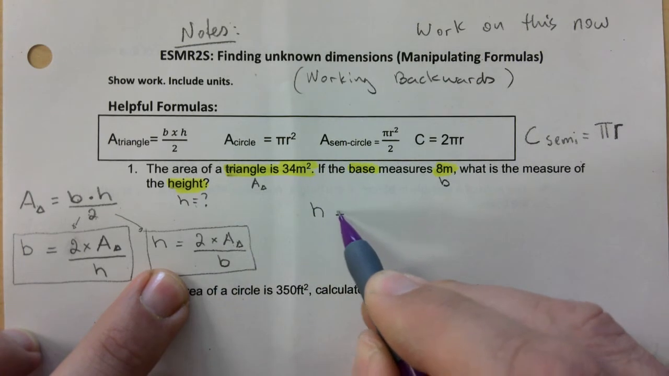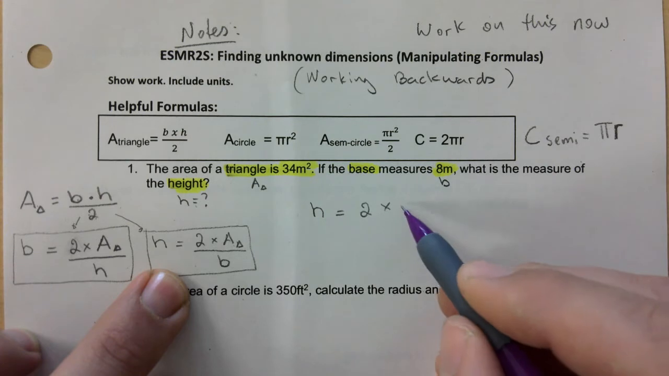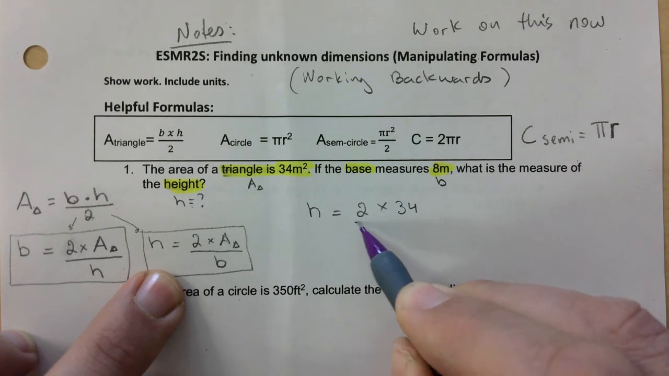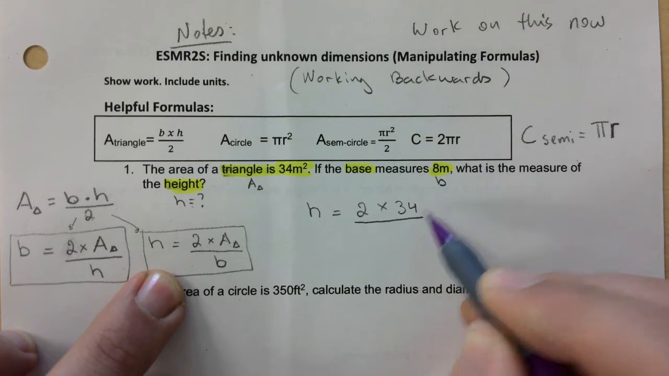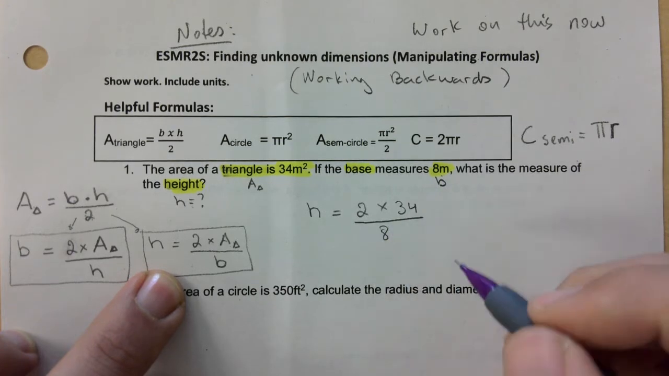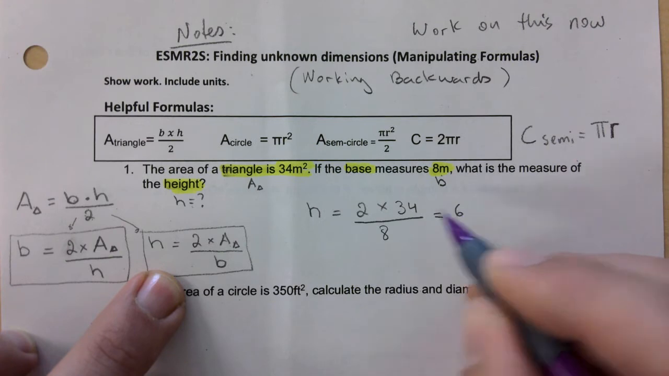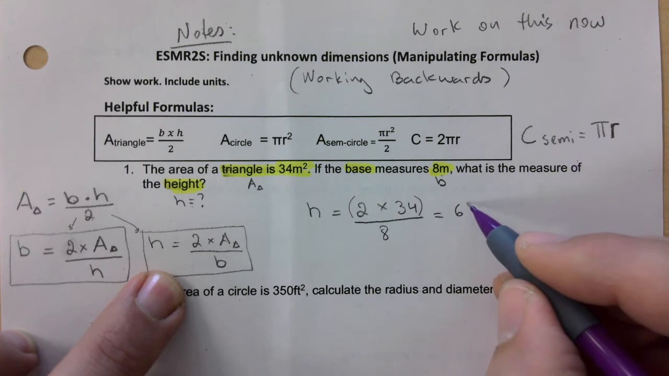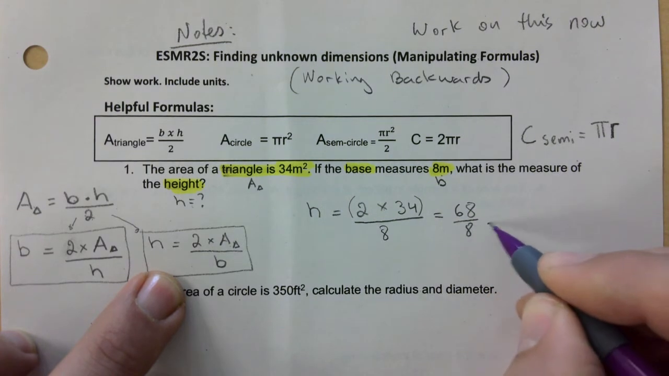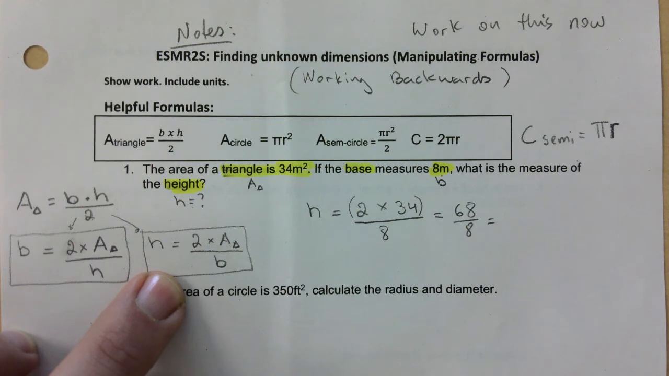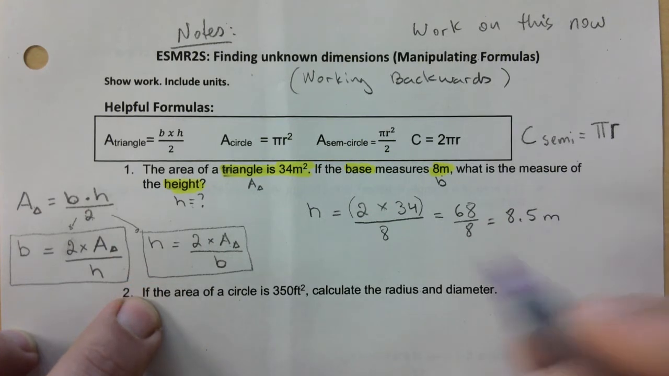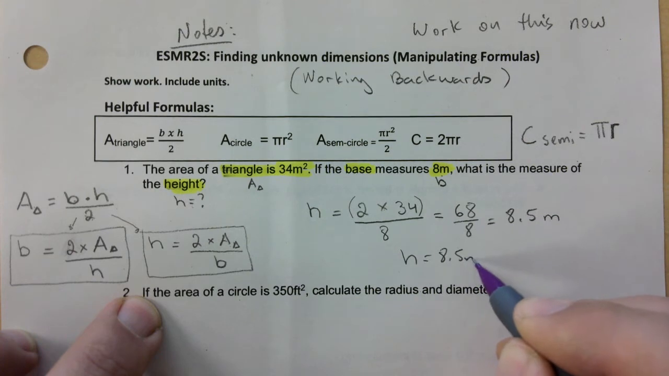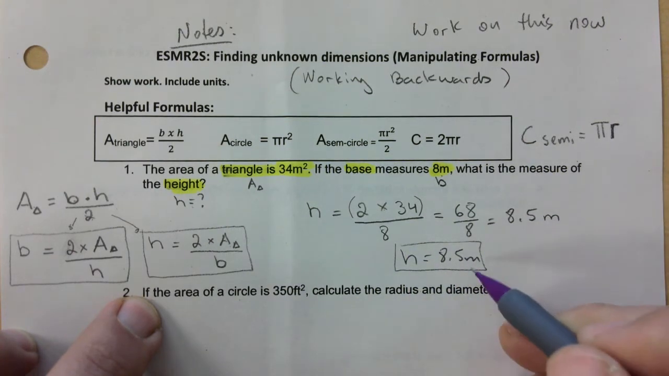So to find the height, we're going to go 2 times the area divided by whatever the base is. The base measures 8. So you do this in brackets if you have brackets, or do 2 times 34 to get 68 and then divide it by 8. Okay, and that's 8.5. And we are in meters, right? So height is 8.5 meters. That's what they wanted in this question.